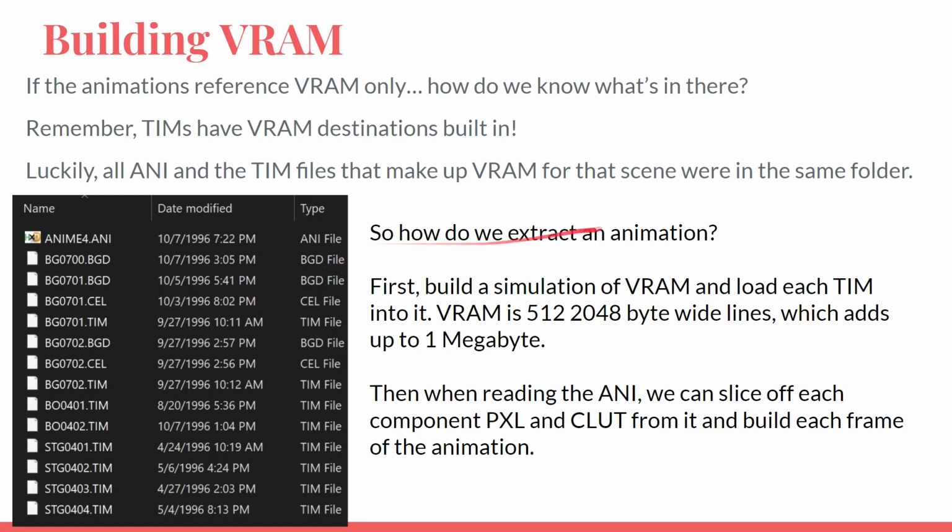So how do we extract an animation? First, we have to build a simulation of VRAM, basically. We have to build that buffer. Then we load each TIM into that buffer. And then when reading the animation, we can slice off each of the little bits, the components of pixel data and CLUT data, to build each frame of the animation in sequence.